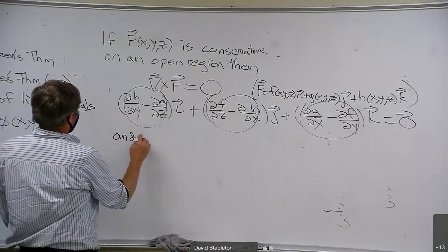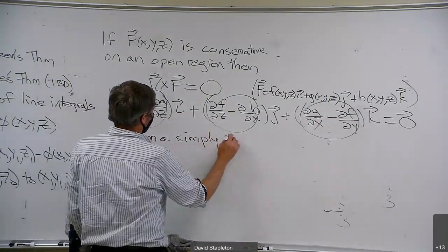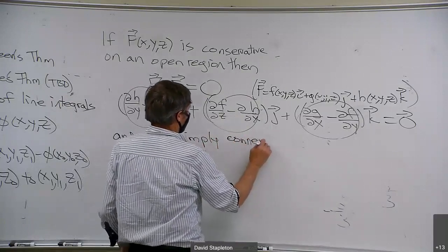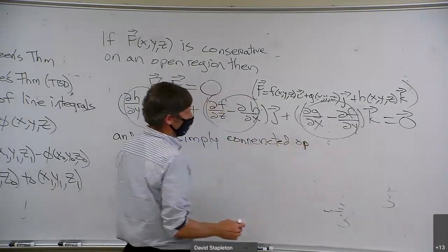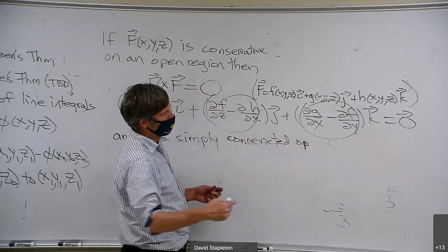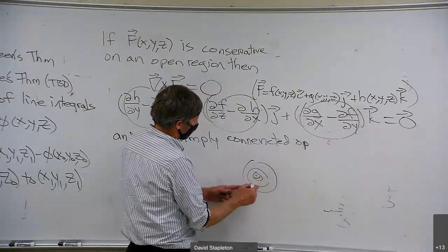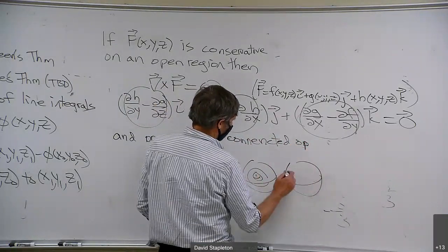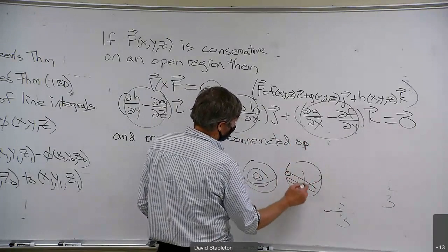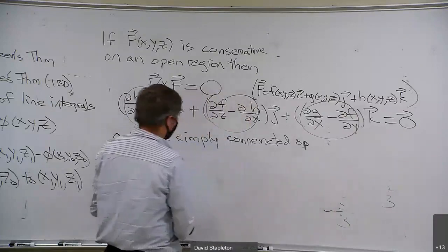And on a simply connected open region, and simply connected now, it doesn't mean it can't have holes. It can't have a hole clear through. So you can have a sphere with a hole within a sphere. You can still drive every loop to a point by drawing it around the inside sphere. That's still simply connected. But you can't have a sphere with a hole clear through it, because then you can't draw a loop to a point. So simply connected still has the definition: every loop within the region has to be drawable to a point.